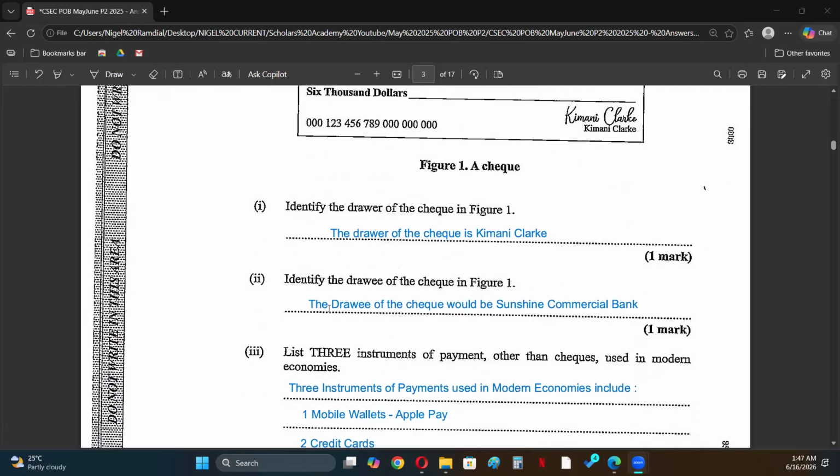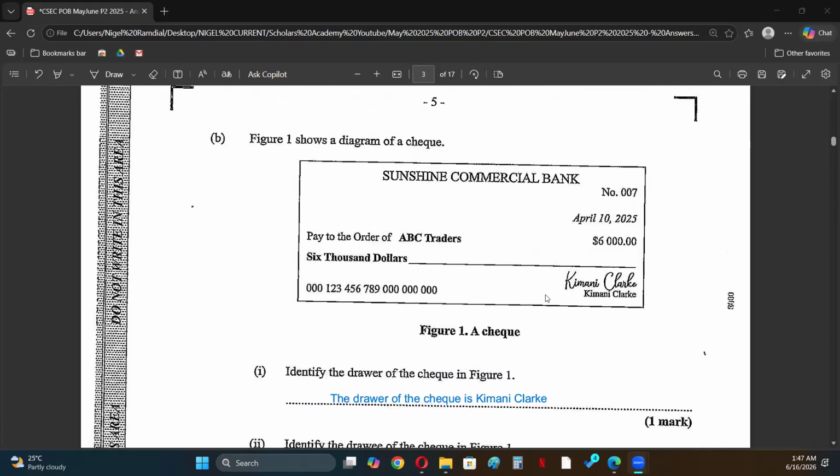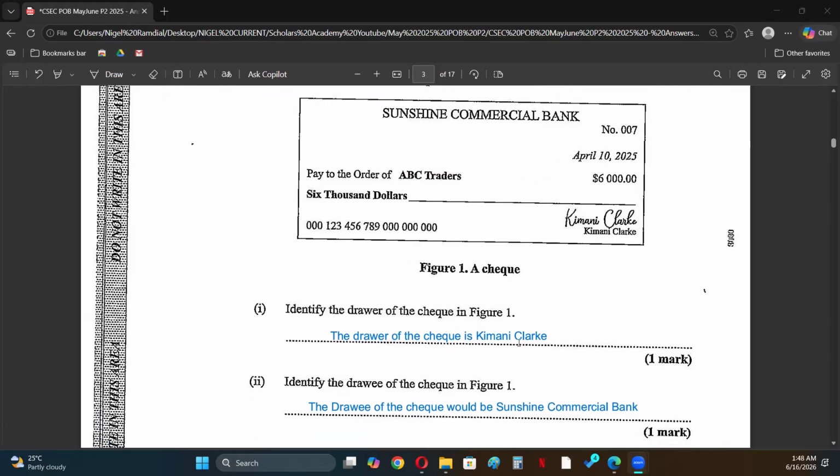Now, part 2, identify the drawee of the check in figure 1. Now, the drawee of the check will be the organization to whom instructions are being given to pay out the check. In this case, the drawee will be Sunshine Commercial Bank because Command is giving Sunshine Commercial Bank the instruction to pay out the check. There you go, guys. Sunshine Commercial Bank will be your drawee.